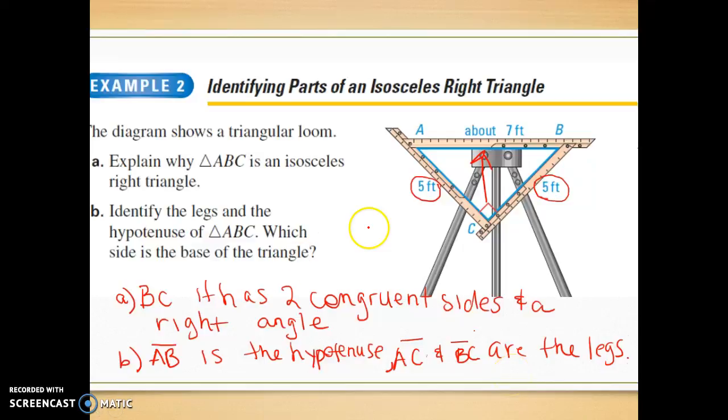Okay, the base of this triangle, we're going to come back to. Don't worry about that for now. Okay, we'll talk about that in 4.6 when we talk about isosceles triangles a little bit more.